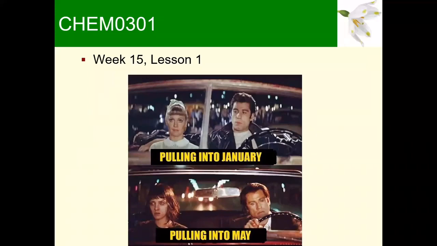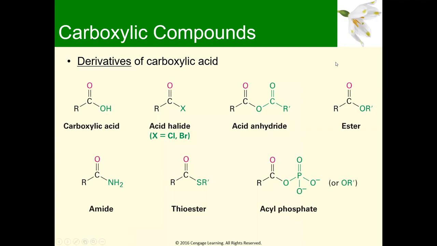Okay, so what we're going to talk about this final week of the course is mostly carboxylic acid type compounds. We can generically call them carboxylic compounds. They are derivatives of carboxylic acids. Now, what we mean by derivatives is that you could think of them as being derived from carboxylic acids. So it's like you start with carboxylic acid and you transform it into these other functional groups. That's what we mean by derivatives of.